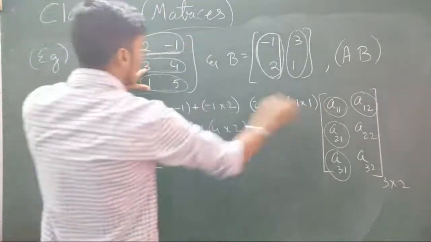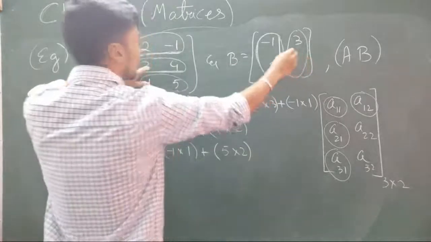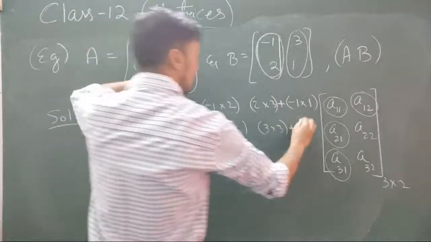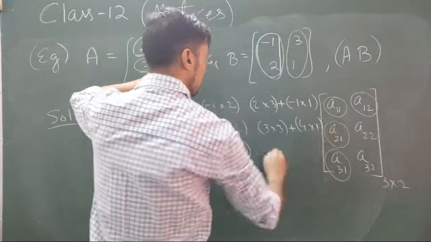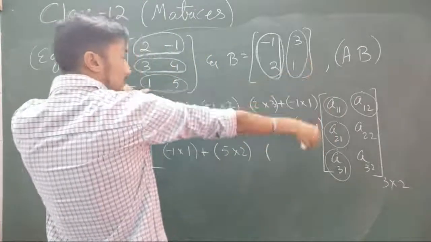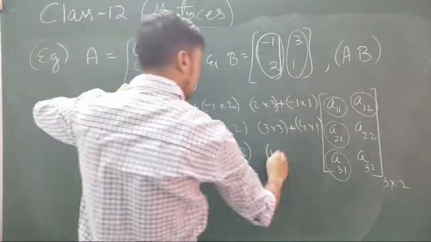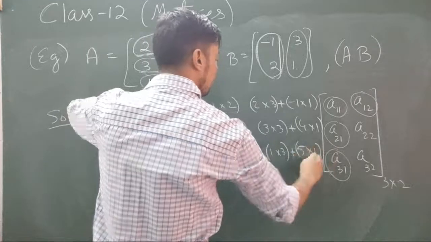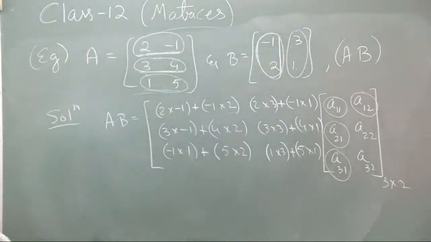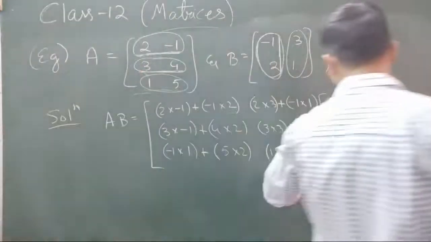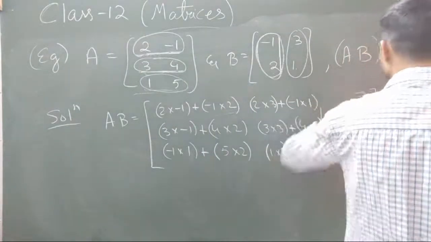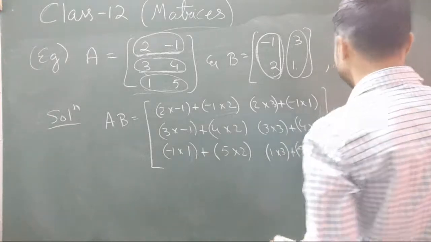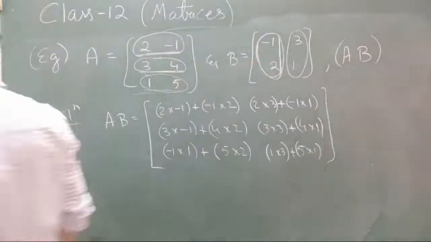Next, second row, second column: 3 into 3 plus 4 into 1. Next, third row, second column: 1 into 3 plus 5 into 1. This is done. I don't need this anymore now. You just have to multiply and add, add only.